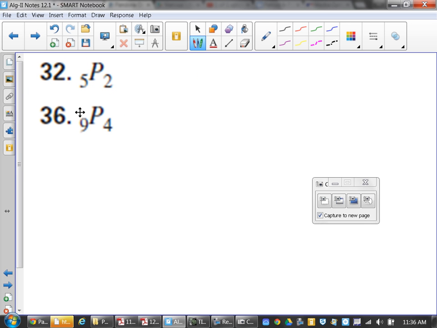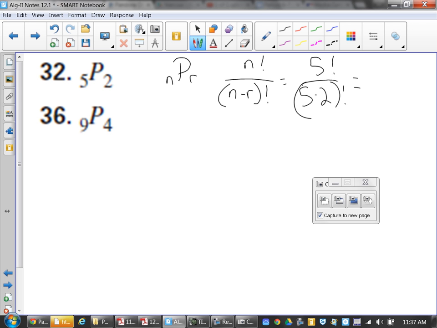Remember when you're looking at the formula, if it's n permute r, it's n factorial over n minus r factorial. So it's 5 factorial over 5 minus 2 factorial. So it would be 120, wait, hold on. What this looks like: 5, 4, 3, 2, 1 over, what's 5 minus 2?